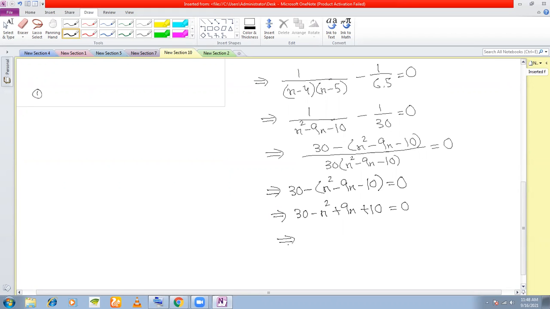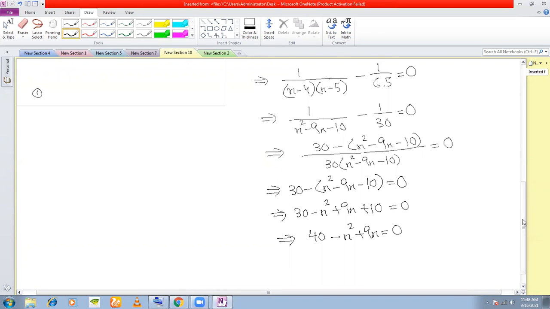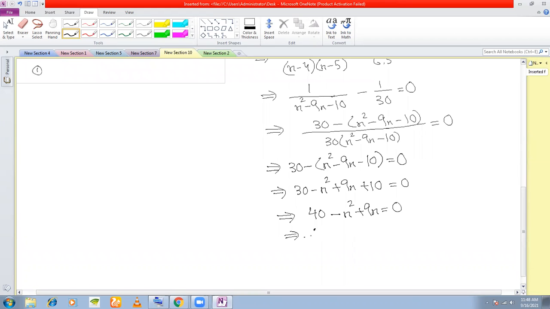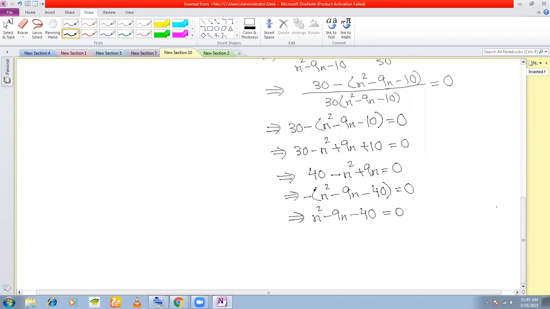Okay, so you're getting here 40 minus n square plus 9n is equal to 0. Okay. So that now if I take minus out, you get n square minus 9n minus 40 is equal to 0. N square minus 9n minus 40 is equal to 0. Okay, now can this be factorized?